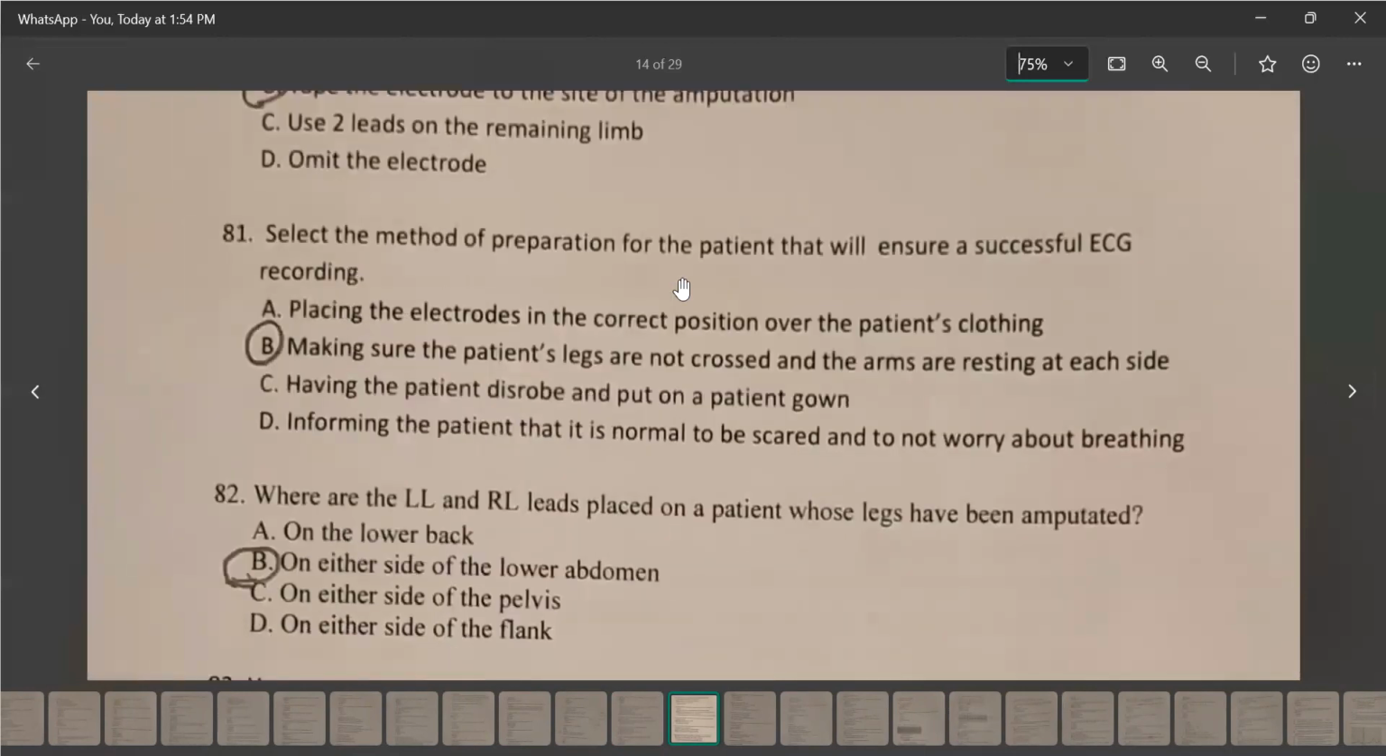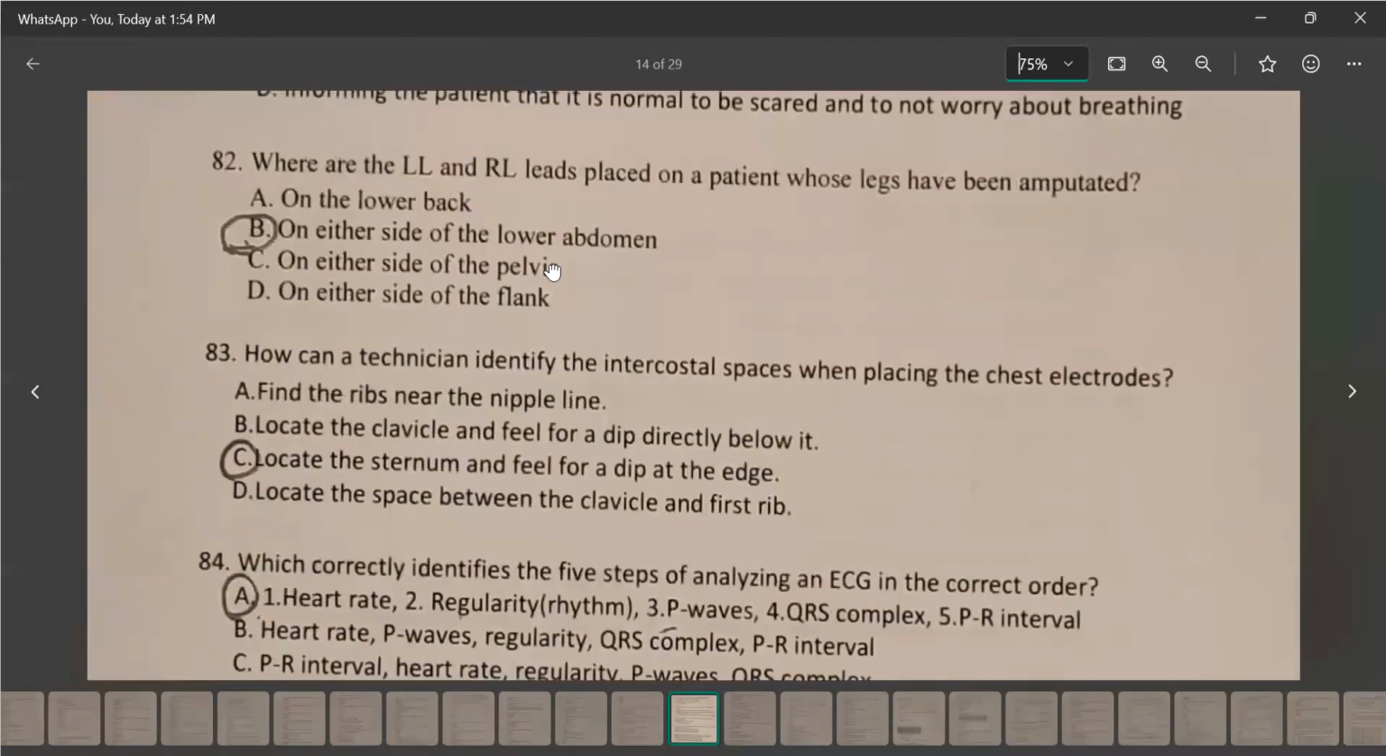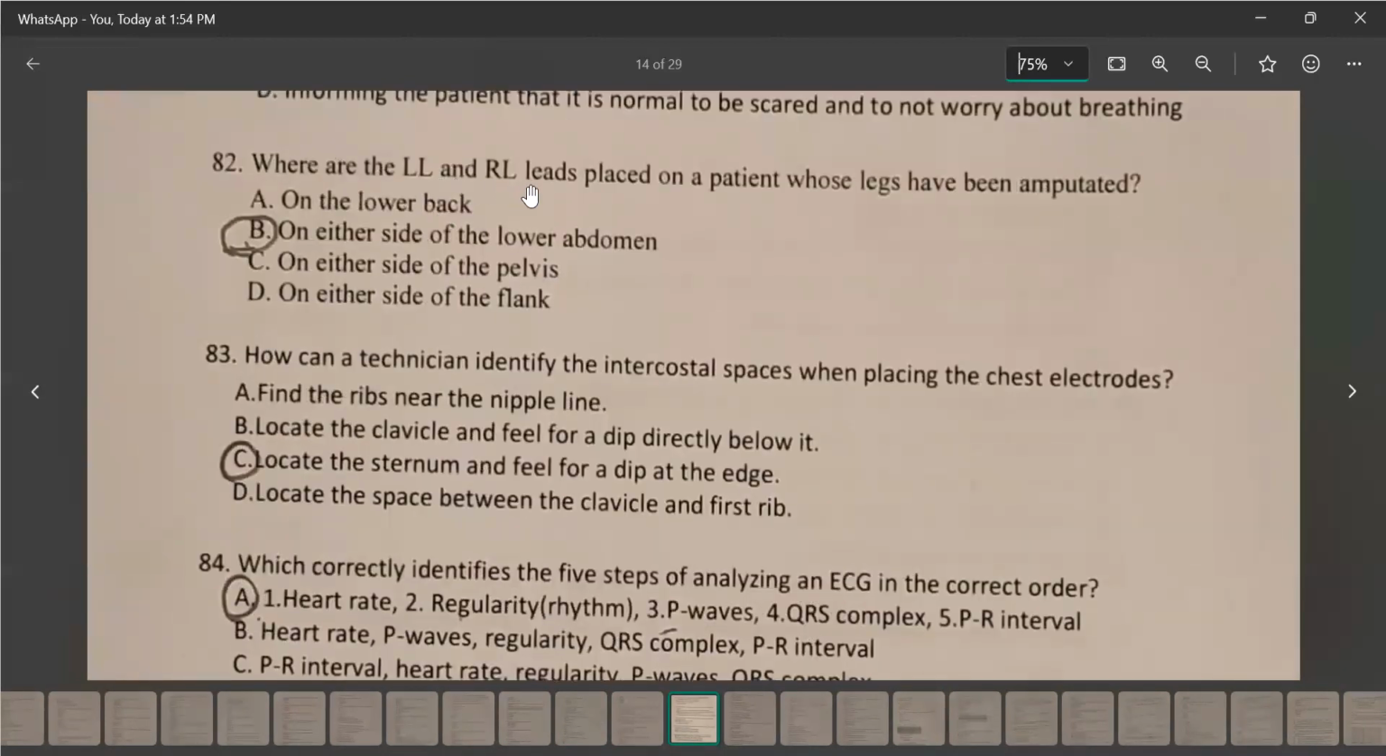81. Select the method of preparation for the patient that will ensure a successful ECG recording. Make sure the patient's legs are not crossed and the arms are resting at each side. 82. Where are the LL and RL leads placed on a patient whose legs have been amputated? On either side of the lower abdomen.